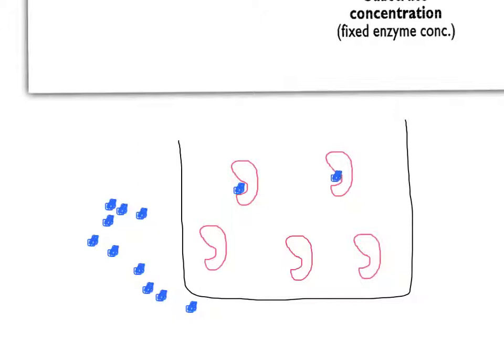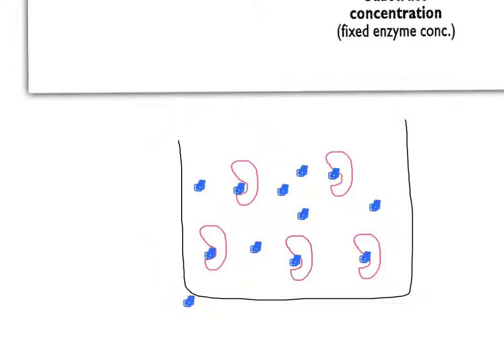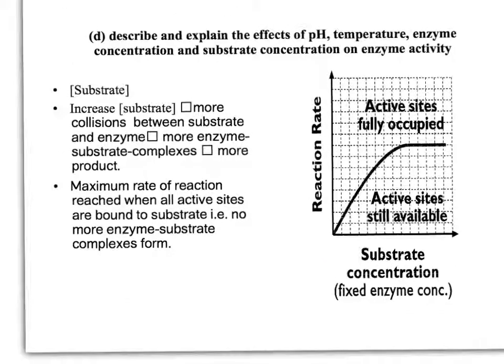If I keep adding more and more substrate, I'm going to increase the collisions and increase the amount of product, and that will continue until all of the enzymes are occupied with substrate. At that point we have our maximum rate of reaction, and adding more substrate into our reaction vessel is not going to increase the amount of enzyme substrate complexes forming, so the product won't be produced at any higher rate. That's a little illustration of the effect of substrate concentration on enzyme activity.